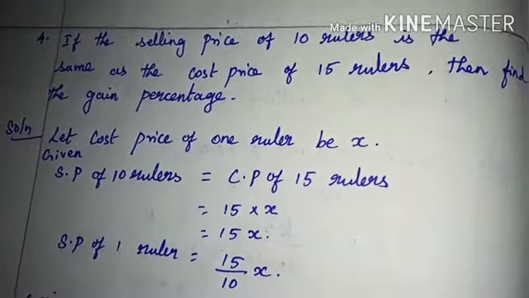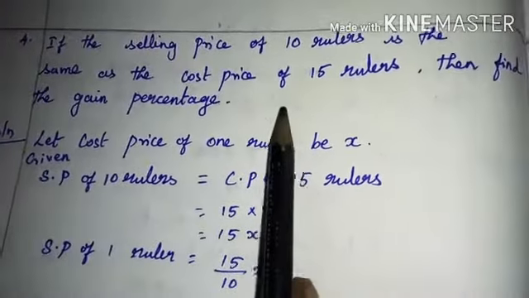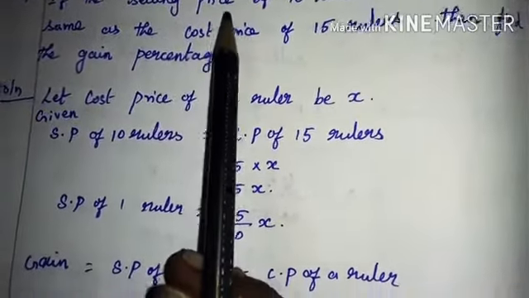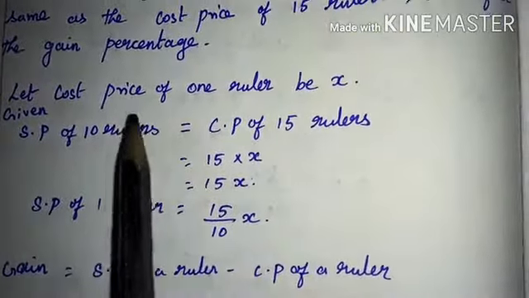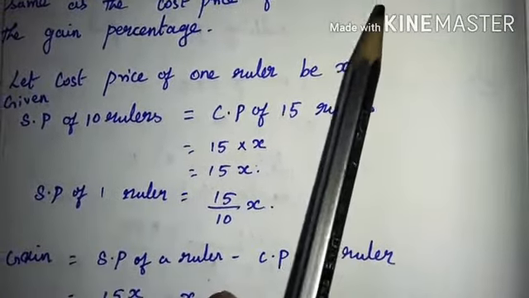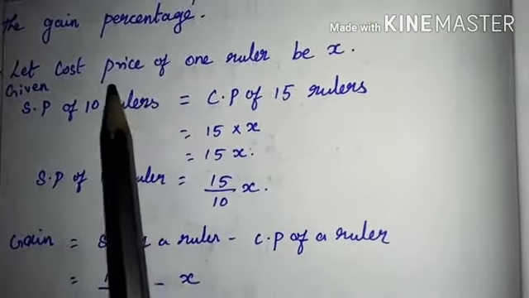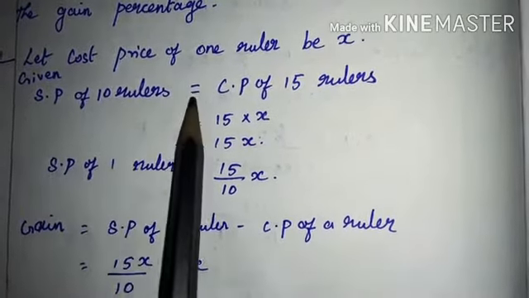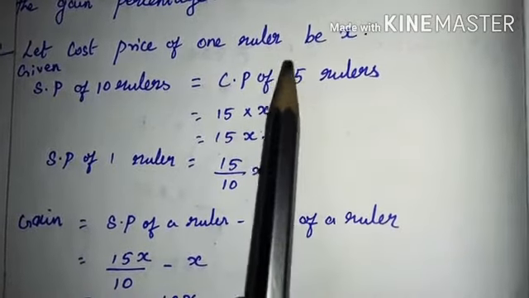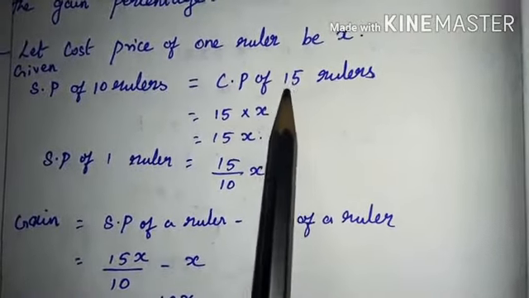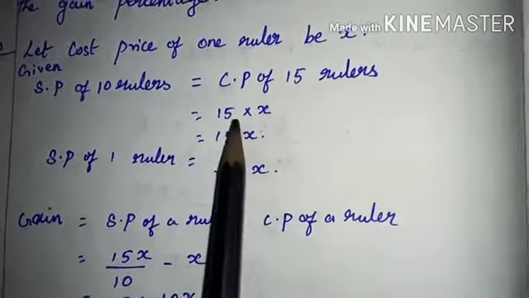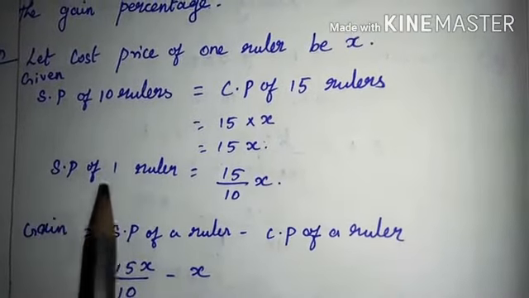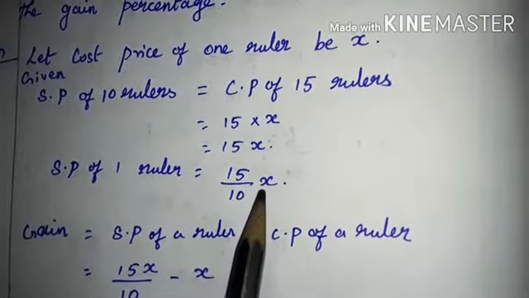If the selling price of 10 rulers is same as the cost price of 15 rulers, then find the gain percentage. First, they had given the selling price of 10 rulers and the cost price of 15 rulers. For that, first we assume that the cost price to be X. It is given that SP of 10 rulers is same as CP of 15 rulers. For each ruler, the CP is X, means the cost price of 15 rulers is 15X. Using this, we are finding the selling price of one ruler, that is 15 by 10 into X.